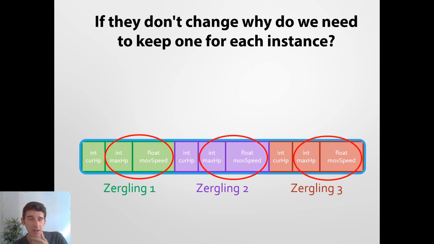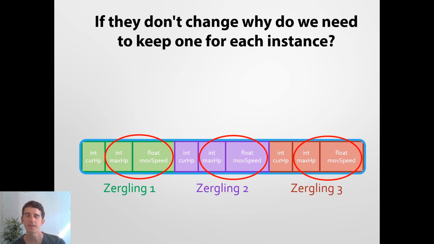Next thing, if they don't change, why do we need to keep one of these variables for each instance? This just uses resources we could use otherwise for more textures or higher resolution textures or something like that. So we should think if we could somehow put these two variables somewhere else, or at least split them between all the Zerglings that there are. And there's a few solutions to do that, just so much I can tell you right now. But many of these solutions have huge drawbacks.